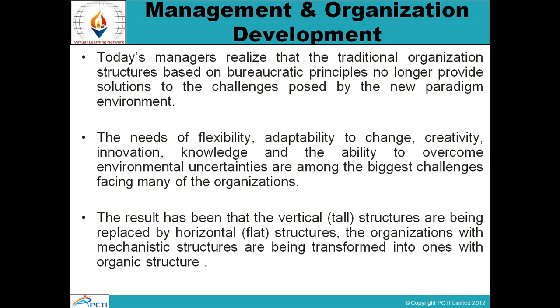The result has been that vertical structures are being replaced by horizontal structures. Organizations with mechanistic structures are being transformed into ones with organic structures.